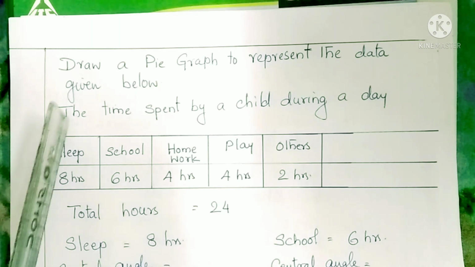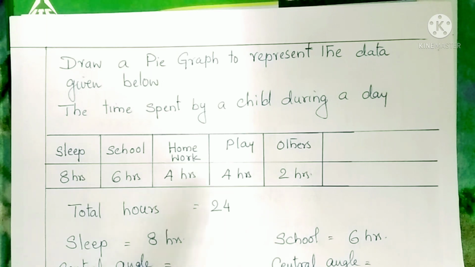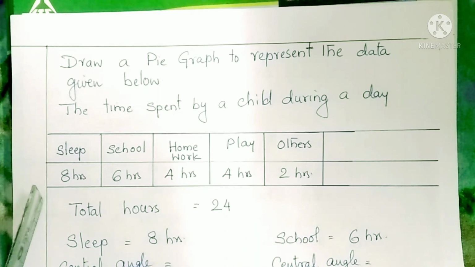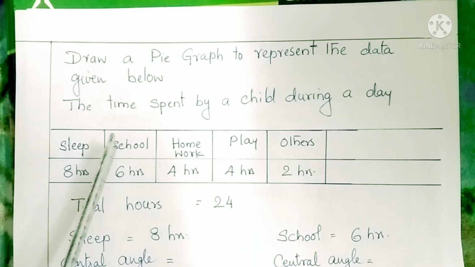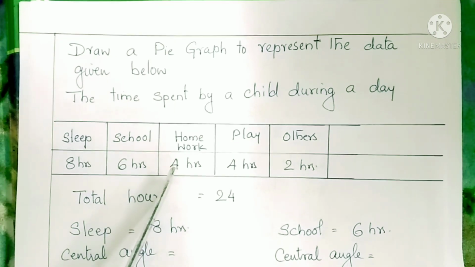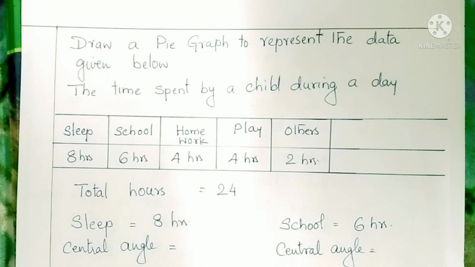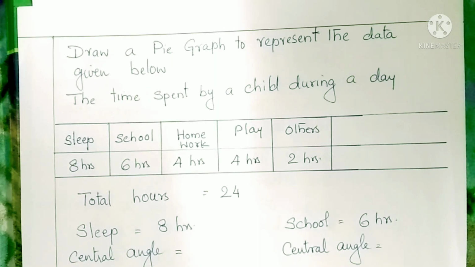And what is the data here? The time spent by a child during a day. Different activities are there: sleeping 8 hours, attending school 6 hours, homework 4 hours, playing 4 hours, and other activities like taking food or traveling, I mean from school to home and home to school, taking a bath, and all other routine works, 2 hours.